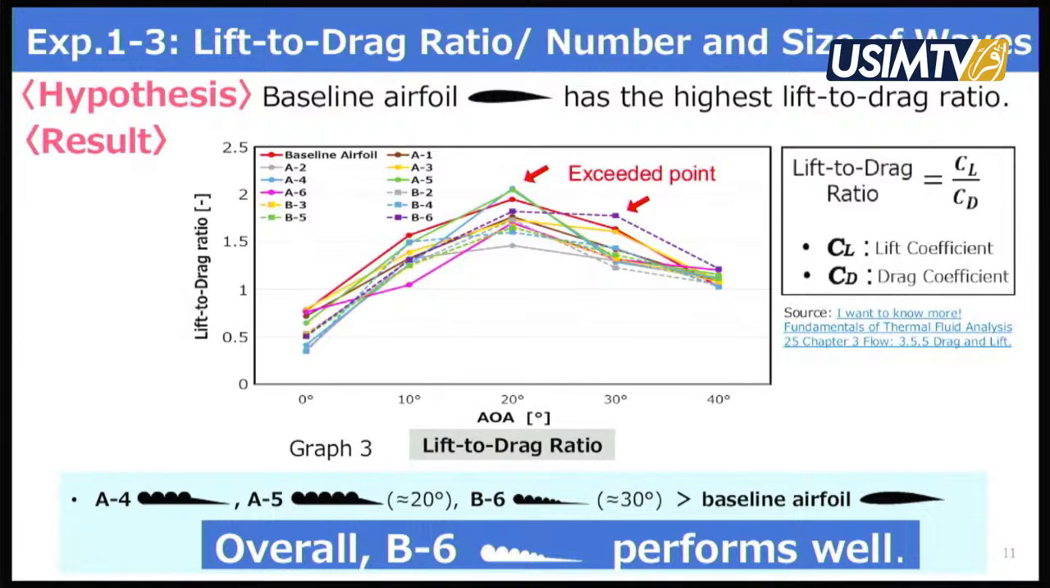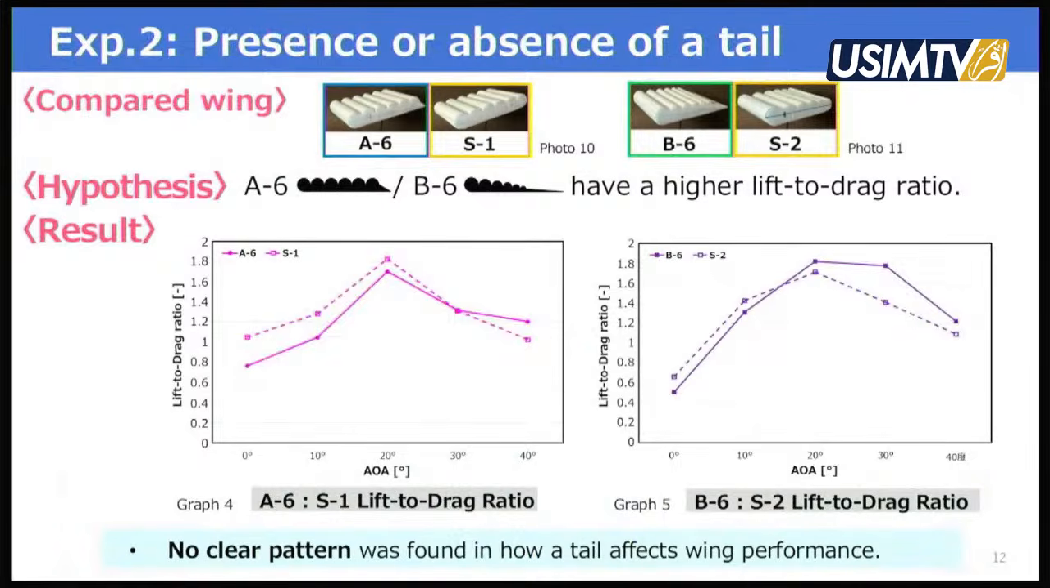And next, the presence or absence of a tail. I conducted this study so I can know if the tail impacts the lift-to-drag ratio. The compared wings are A6S1 and B6S2. My hypothesis is that the tail section will increase lift, so I hypothesized that A6 and B6 have a higher lift-to-drag ratio. As a result, no clear pattern was found in how a tail affects wing performance.